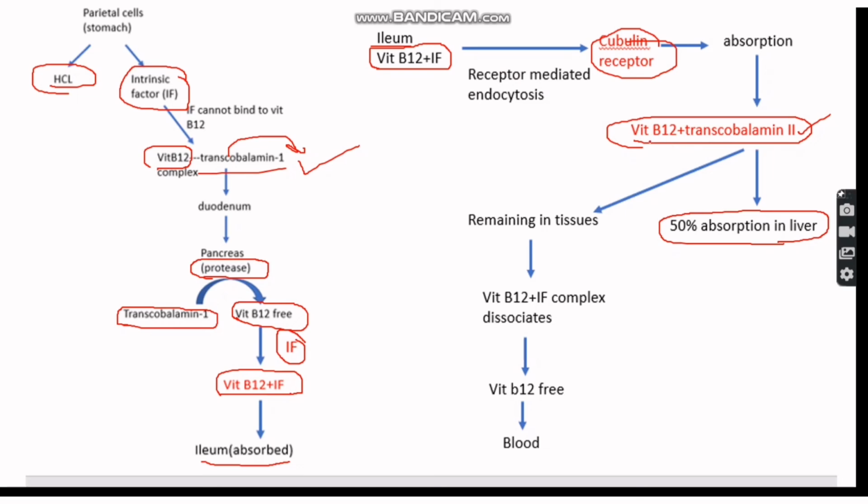So 50% of vitamin B12 will be taken up in the liver, whereas the remaining 50% will be taken up in tissues. In tissues, this vitamin B12 and IF complex will dissociate. This complex will be dissociated by a set of enzymes. For now, consider that somehow vitamin B12 is dissociated and released from this IF complex, and vitamin B12 is now free.